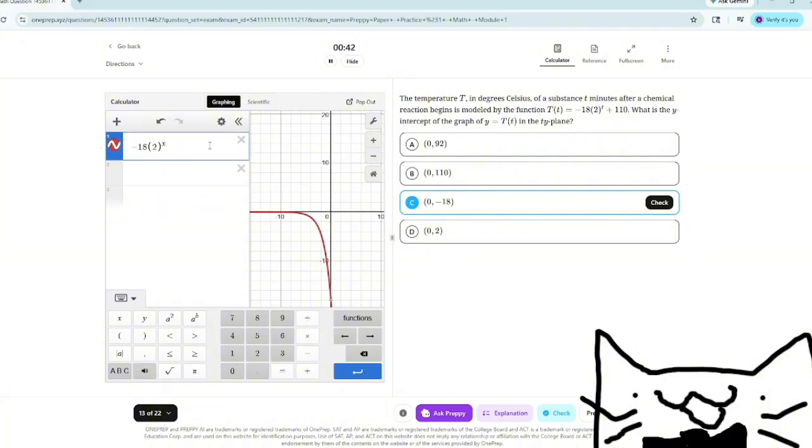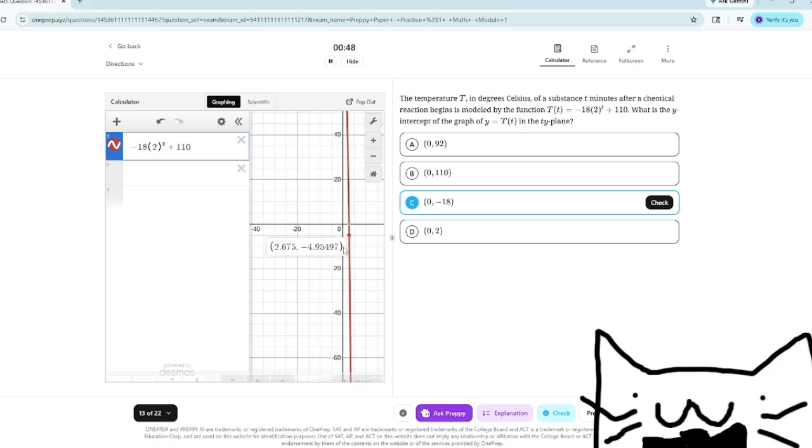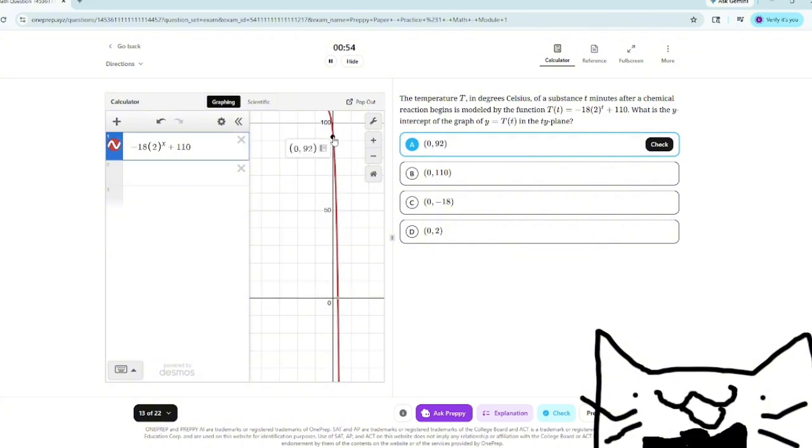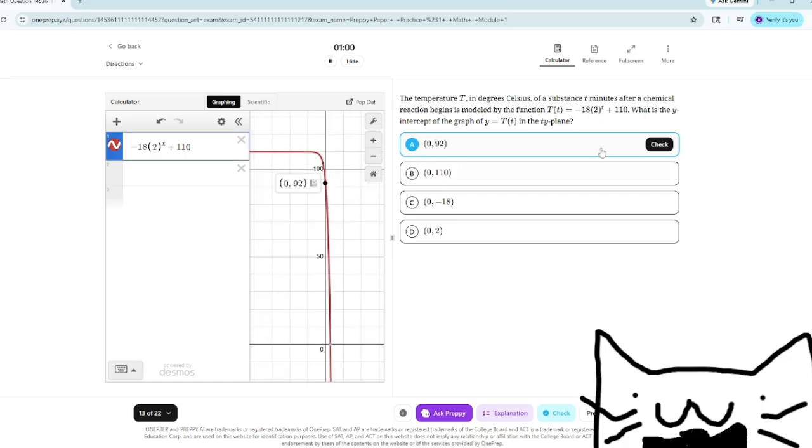Oh wait, oh my bad. Plus, I did not see that. Plus 110. Okay, it's actually this one. I did not see that part. All I did is I plugged it in, and I got this as my y value, the y-intercept. My bad if I tripped you guys up. I didn't add the 110 earlier, but now I did. So it's 92.